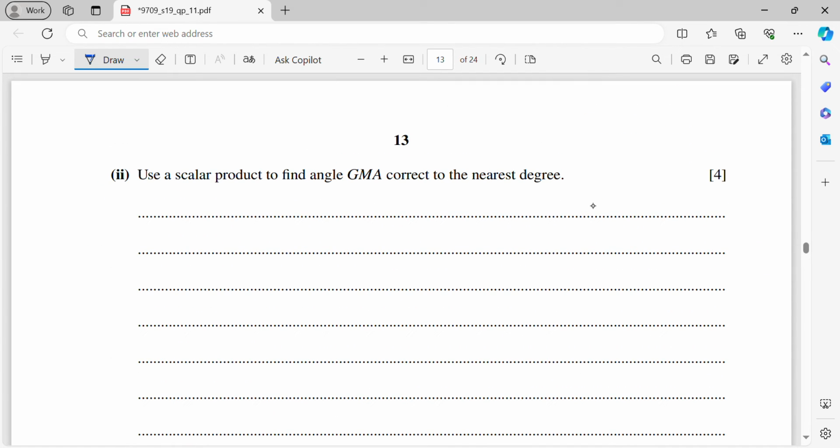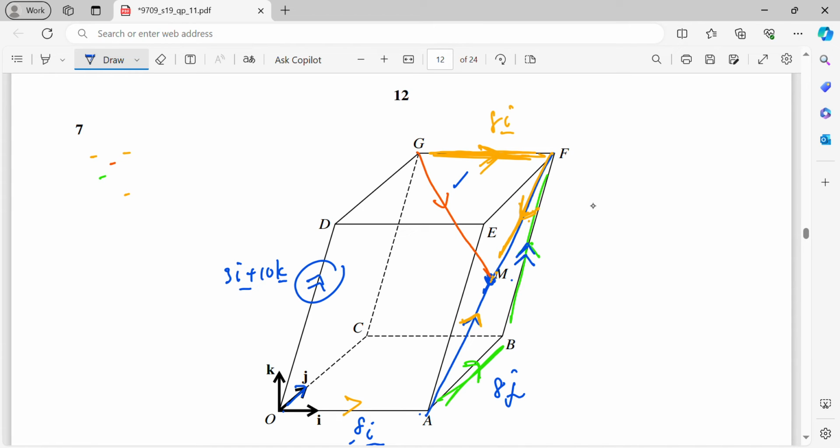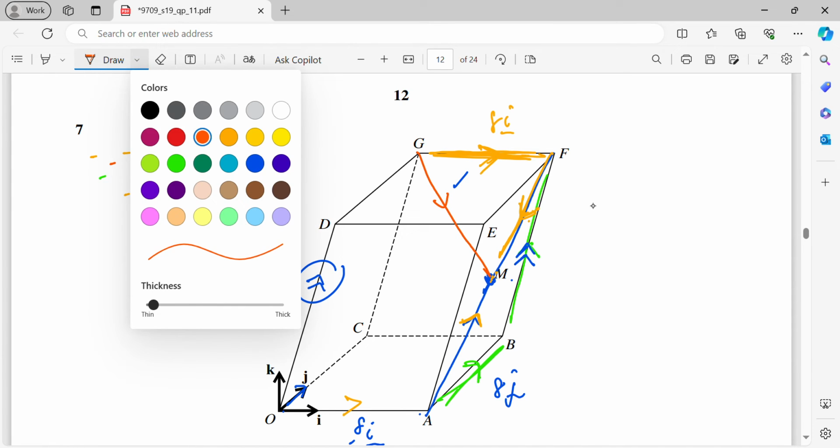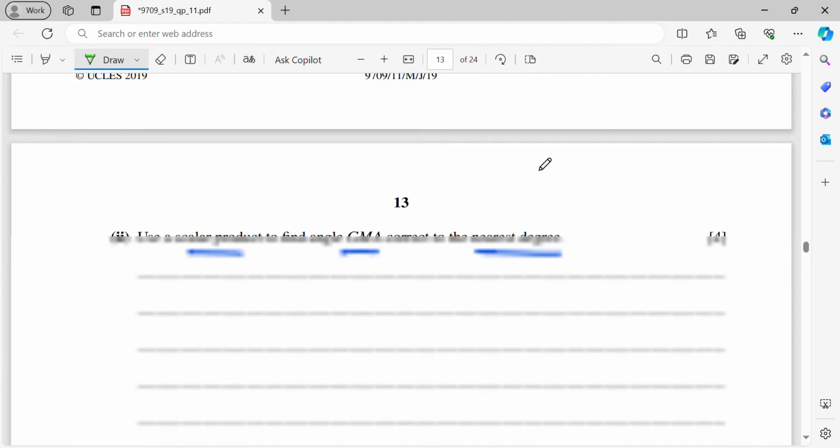Now part 2, use a scalar product to find angle GMA correct to the nearest degree. Okay, where is the GMA? Right, look at here. GMA, that means this is the angle. So when you need to find the angle GMA, we need to refer to the angle pointing outwards. That means I need to refer to MG and also MA.